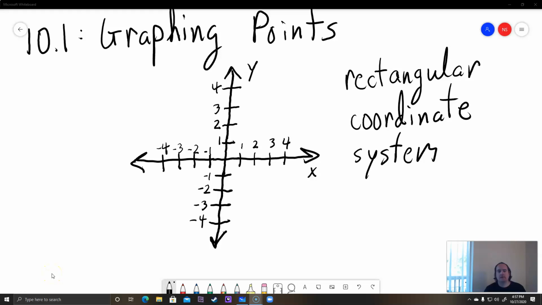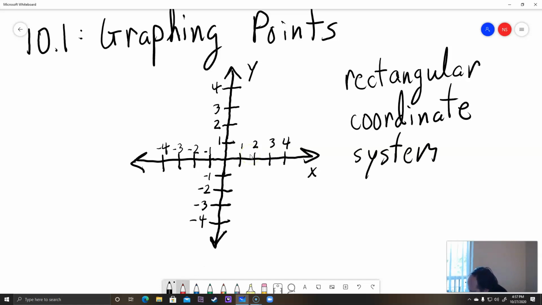Hey students, this is a lecture on section 10.1, which is about graphing points. For graphing points, you're going to be using what's called the rectangular coordinate system, which I've drawn here. It has the x-axis, which is your horizontal axis, and the y-axis, which is your vertical axis. To graph a point, it's going to be of the form x comma y.